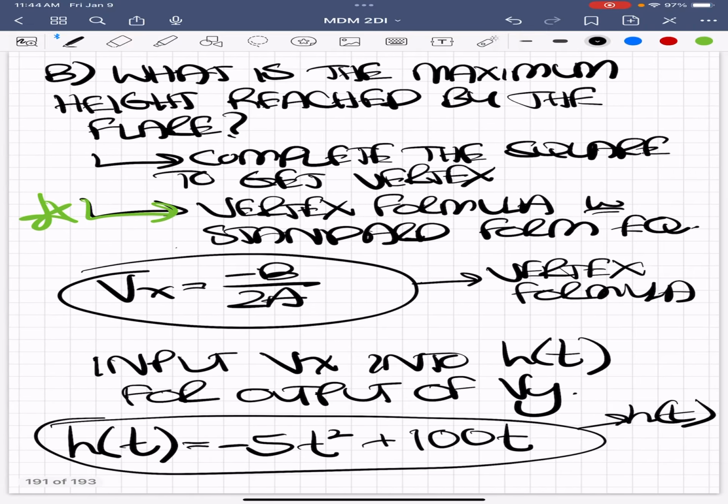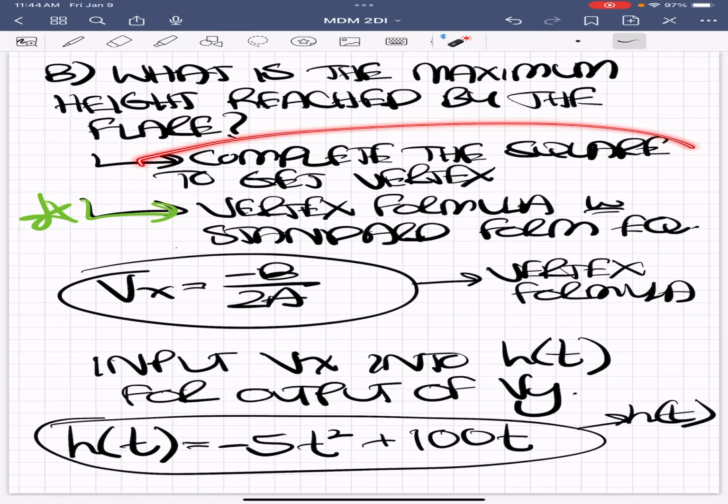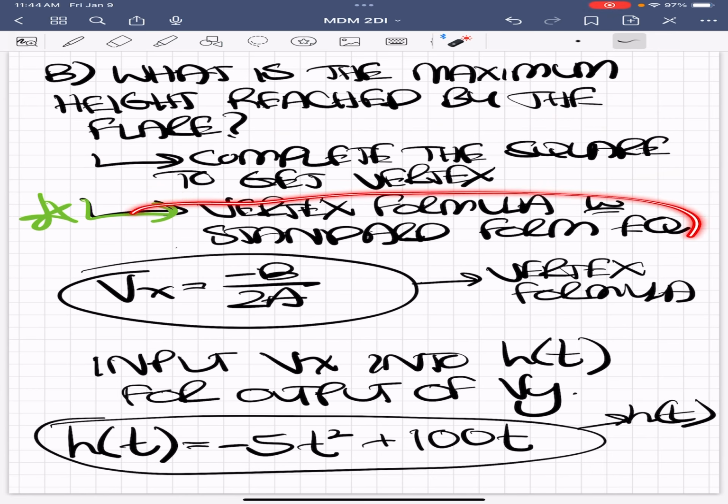So, and then we have question part B. What is the maximum height reached by the flare? So you can get this in 2 ways. You can complete the square to get the vertex, or you can use the vertex formula with the standard form equation. So this is our vertex formula. We used it in the last question, and then we input the result of this equation, which is the x coordinate of the vertex, into h of t, our position function, for an output of Vy, which is basically the y coordinate of the vertex.